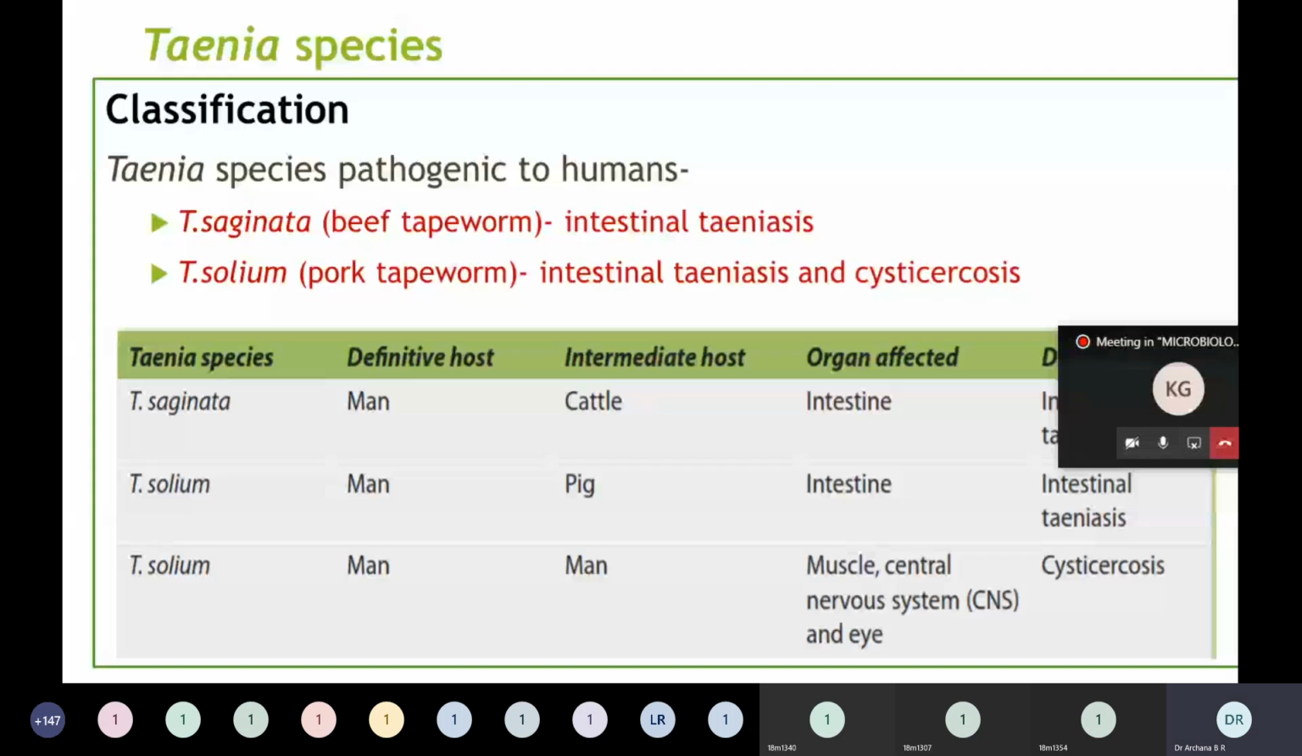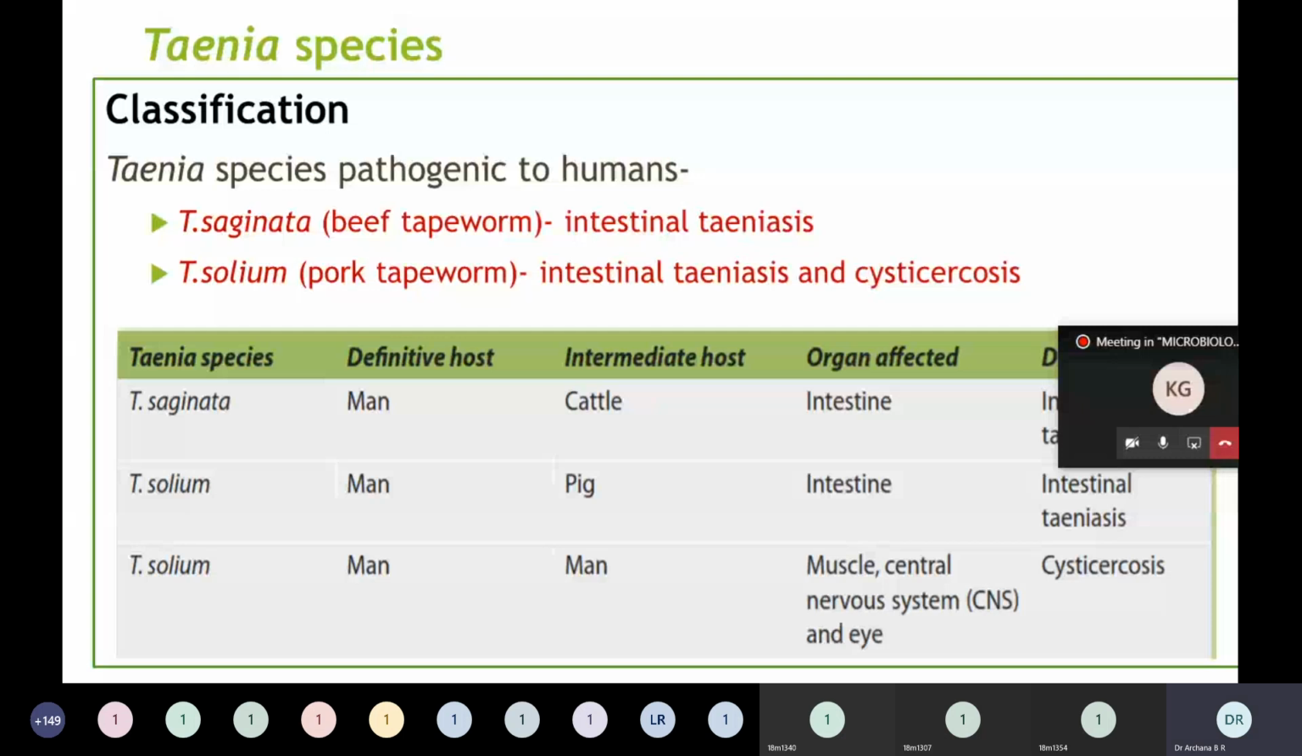Classification of Taenia. Taenia species are pathogenic to humans. They are classified into Taenia saginata and Taenia solium. Taenia saginata, common name is beef tapeworm. It causes intestinal taeniasis. Taenia solium, common name is pork tapeworm. It causes intestinal taeniasis and cysticercosis.